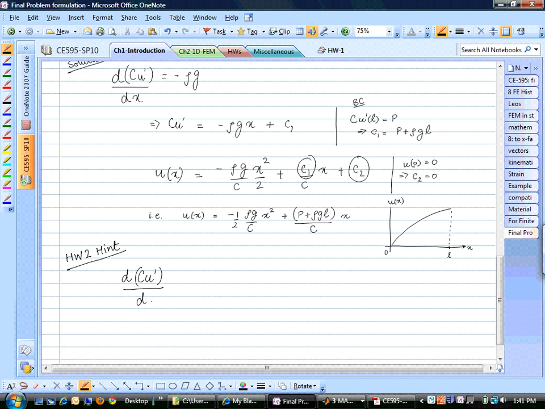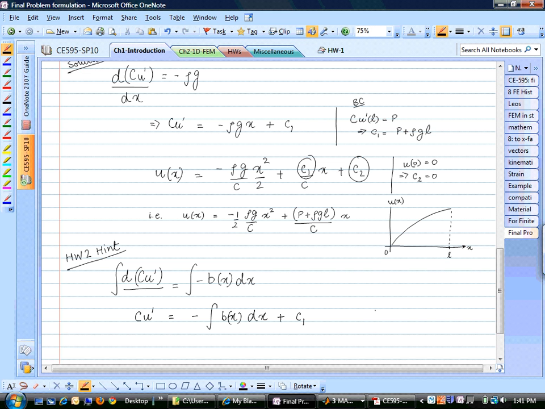So this is d(cu')/dx equal to minus b as a function of x. That was your body force. Now if I take my dx to the other side and start integrating, then I'm going to integrate from 0 to L, or actually let me not put the limits right now. This integral right here would become cu', and what we would have here is minus the integral of b(x) dx plus c1.